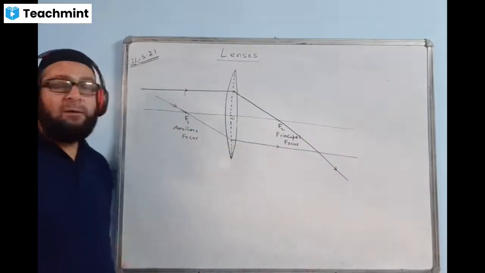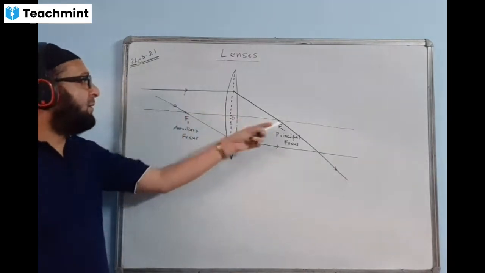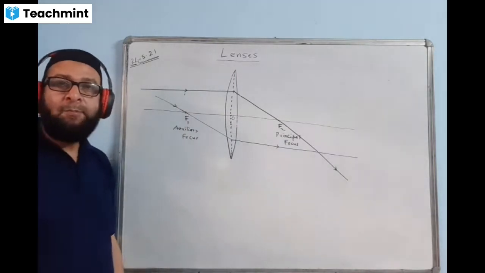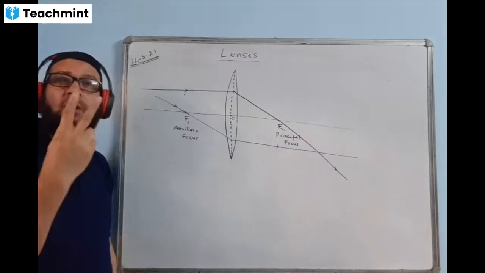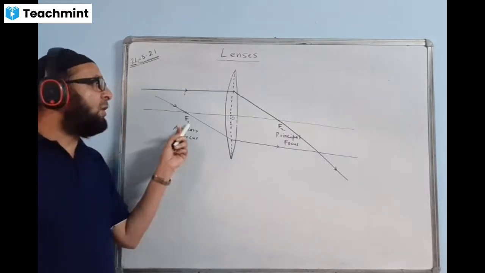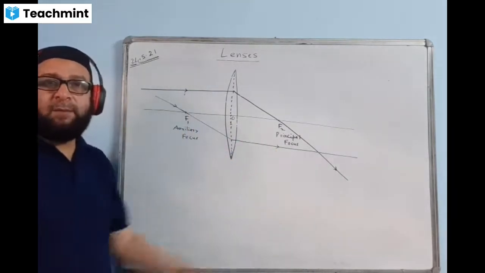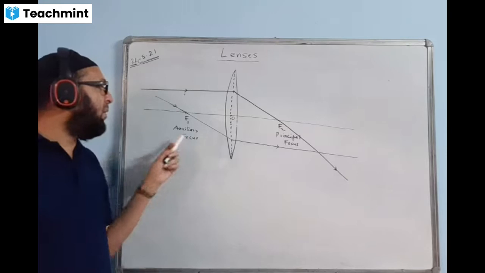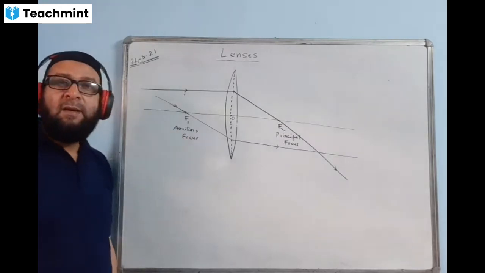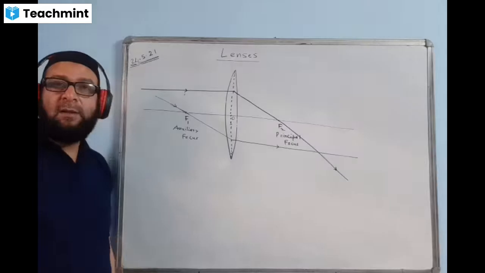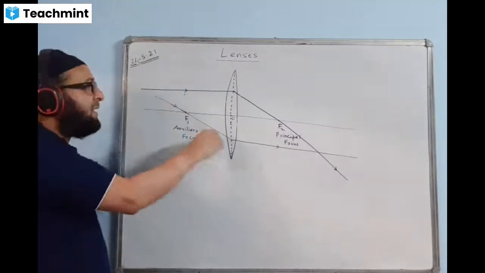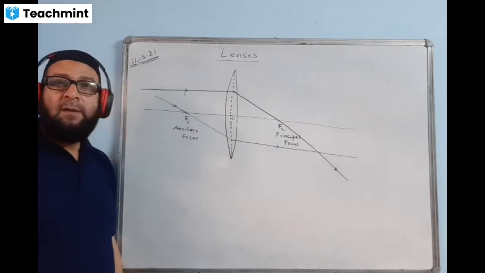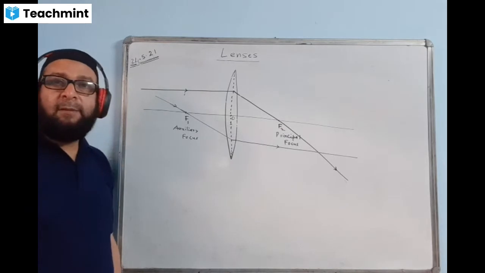Auxiliary focus will make the ray parallel, and the principal focus will make the parallel ray pass through that point. So in a lens we have two foci, first focal point and second focal point: auxiliary focus and principal focus. How can we define the auxiliary focus of a convex lens, or first focal point of a convex lens? We say it is a point on the principal axis through which an incident ray, after refraction from the lens, becomes parallel to the principal axis. We'll keep this diagram in our mind and we will be able to define it.